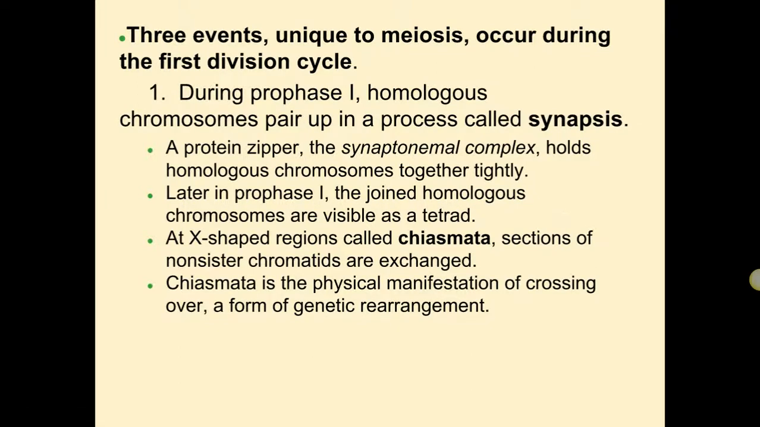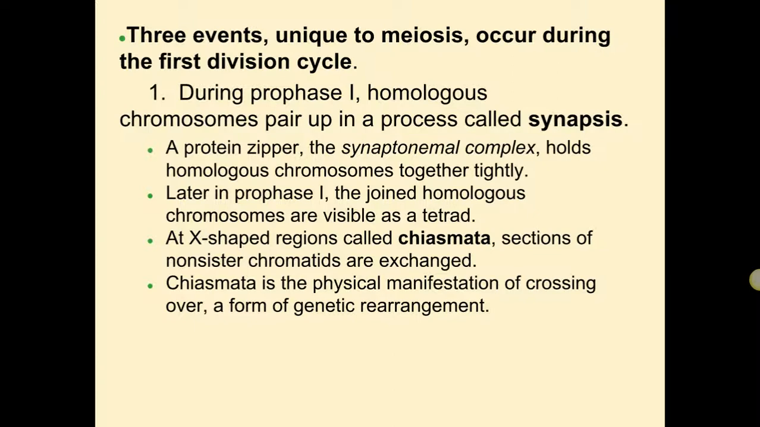We're talking about those three events now that occurred during the first cell division. During prophase, homologous chromosomes pair up, called synapsis. I was kind of talking about that. That was basically when the homologous pairs were joining together, and there's this protein zipper thing called the synaptonemal complex that holds them together tightly.